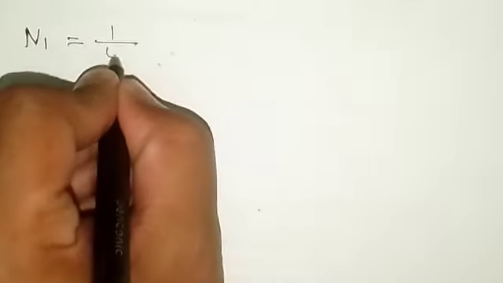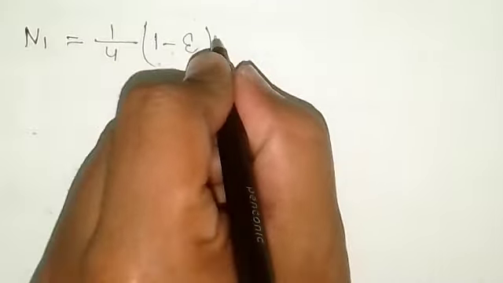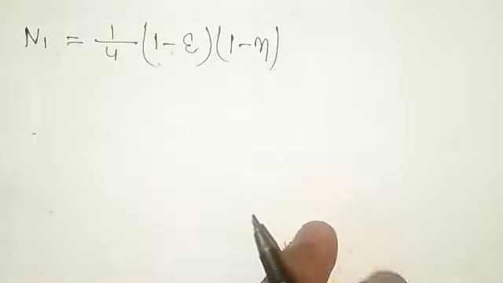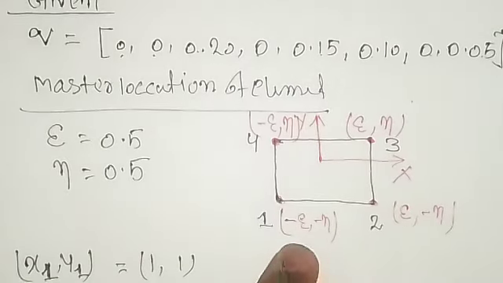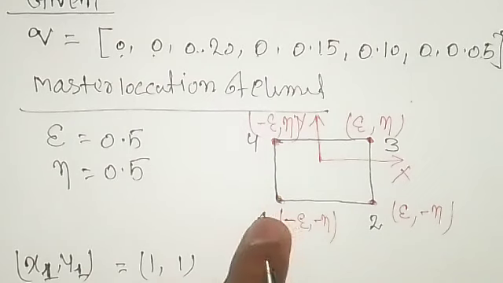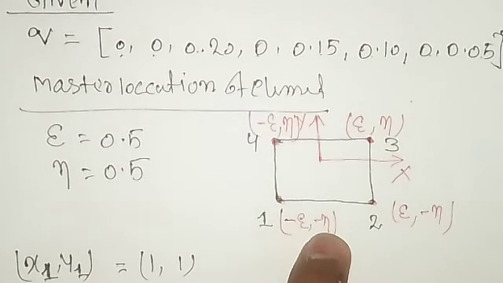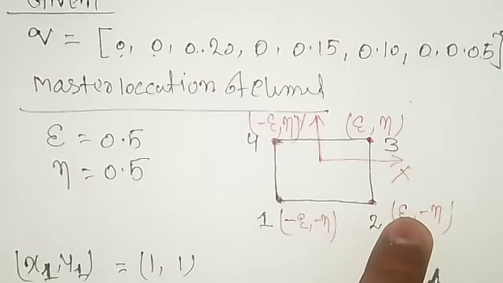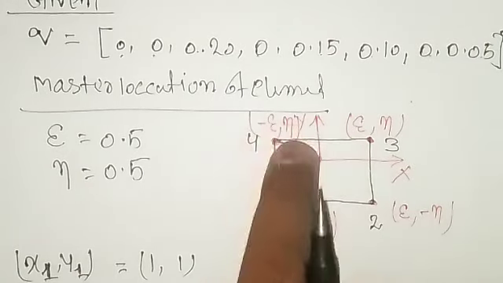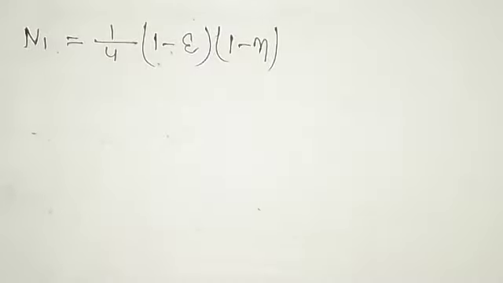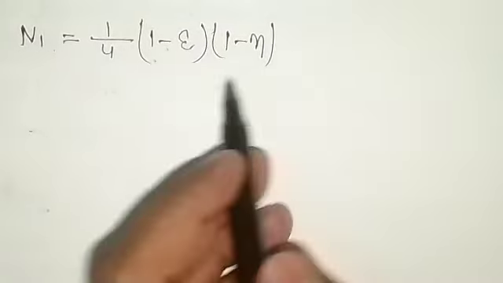First of all we will find the shape functions. N1 is equal to 1 by 4, 1 minus psi into 1 minus neta. How this psi and neta came, we have discussed that. Imagine that we have a 4-noded quadrilateral shape. This is 1, 2, 3, 4. Node 1 is in the third quadrant, x and y both negative, so psi and neta will be negative. So as it is the third quadrant, both negative, so 1 minus psi, 1 minus neta.